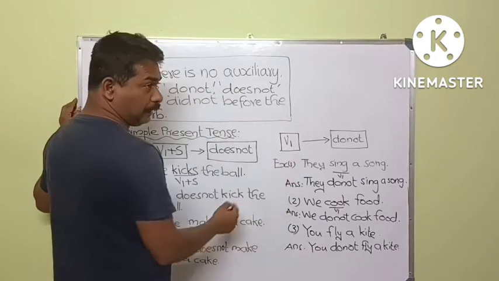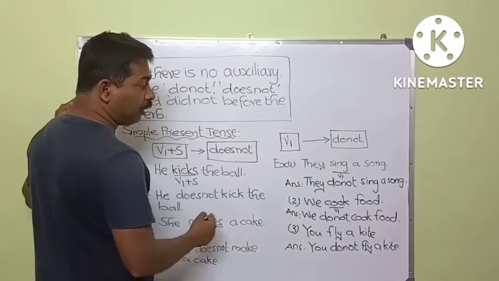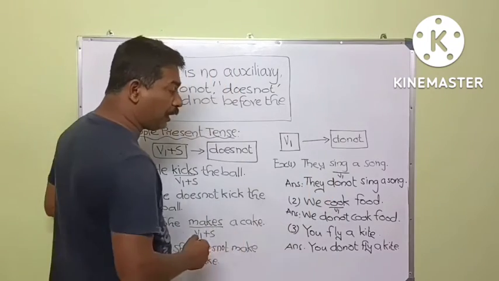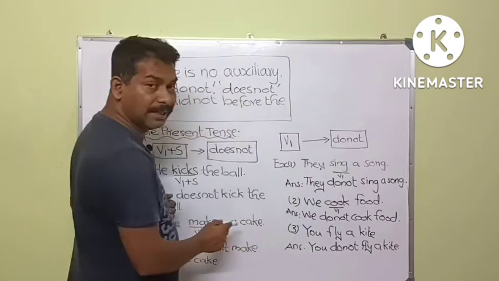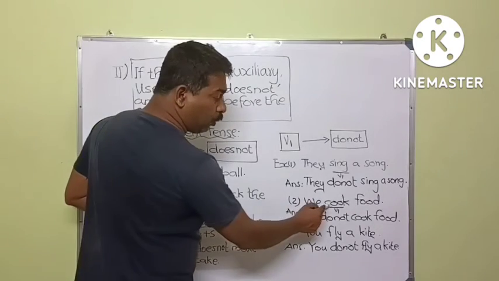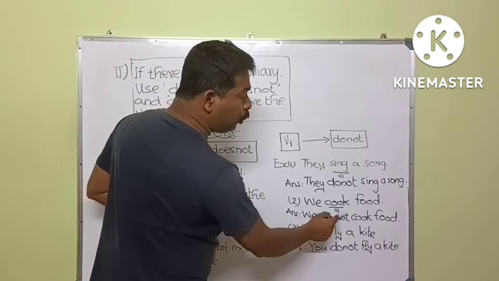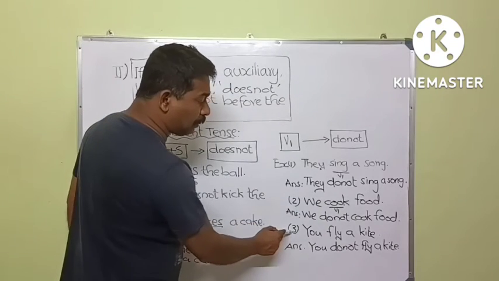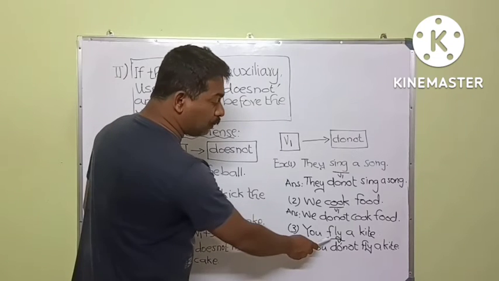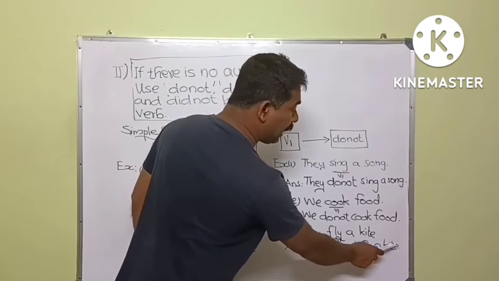If V1 appears, that is the root form of the verb, we must select do not. Example number 1, they sing a song. V1 form is underlined here, then the answer is they do not sing a song. Example number 2, we cook food. Cook is the verb, that is verb number 1. Answer, we do not cook food. Example number 3, you fly a kite. Fly is the verb, that is verb number 1. So we can write the answer, you do not fly a kite.